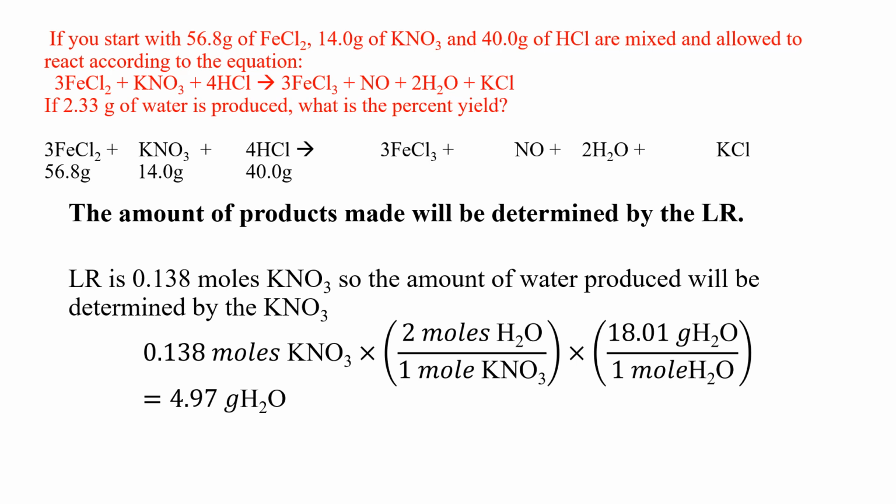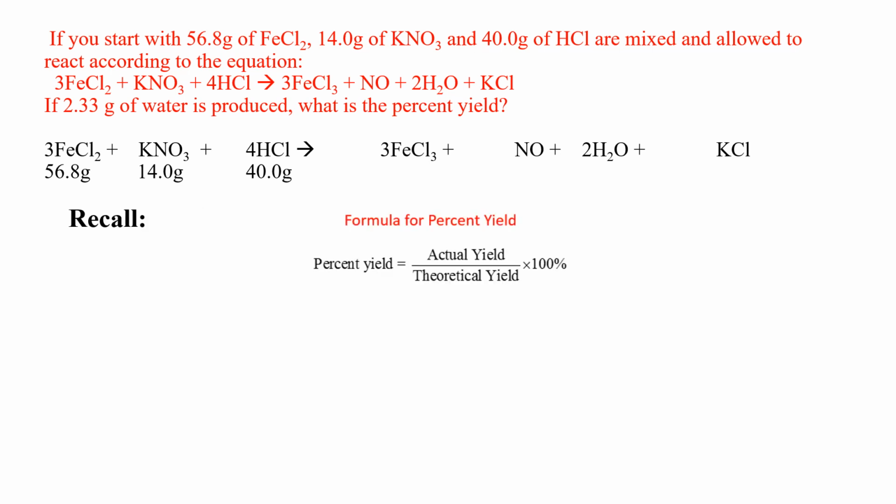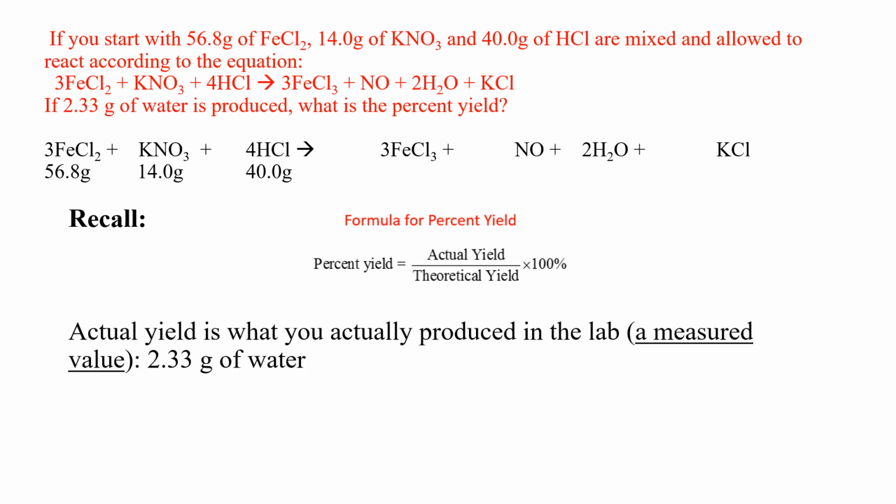Now you probably will be wondering, hold on a second, what am I doing here? Why do I need to do this operation here? Well, we'll call that percent yield. To calculate percent yield, the formula is the actual yield divided by the theoretical yield, multiplied by 100%. Now, what is actual yield again? Actual yield is what you actually produced in the lab. This is a measured value.